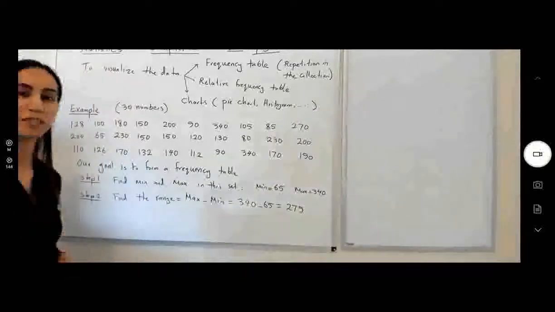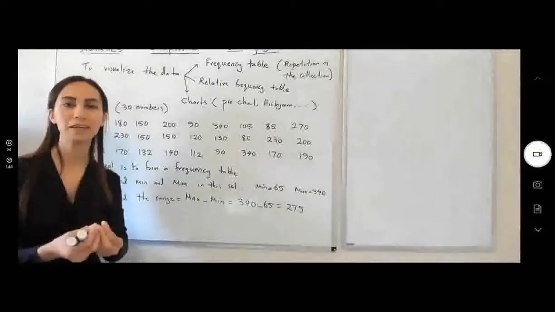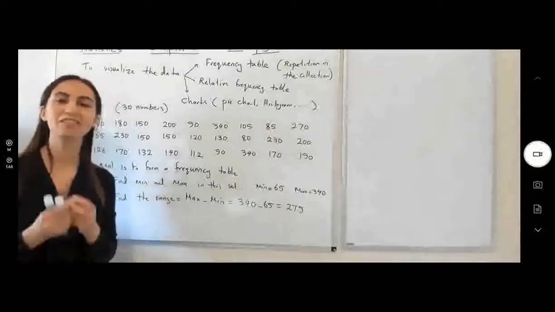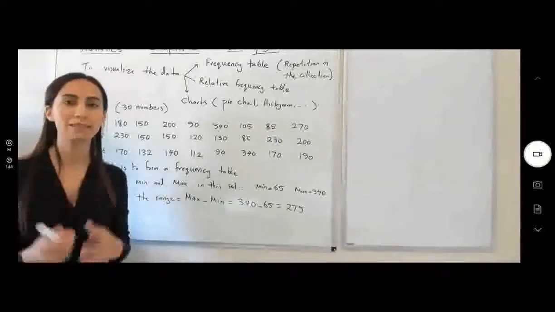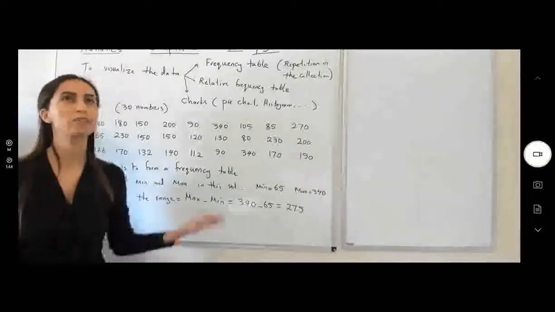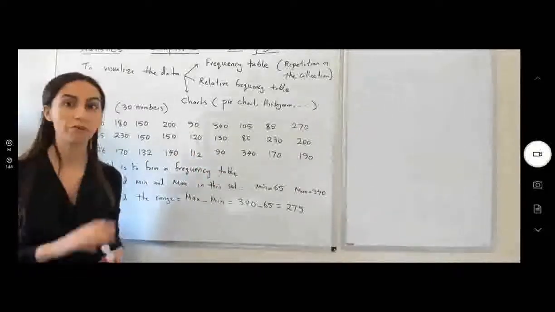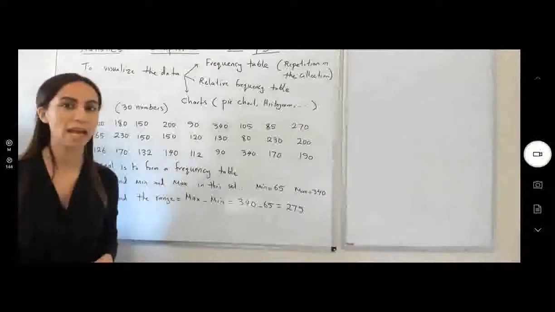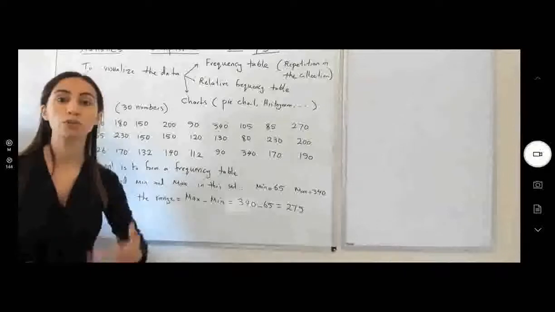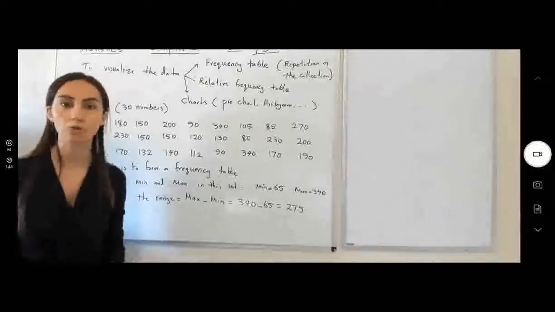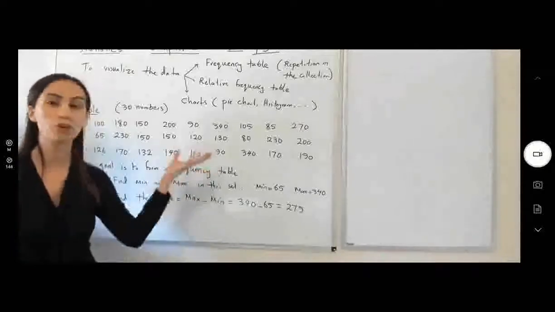In step 3, you need to select, you need to pick class numbers. How many classes, as a statistician, it's your job. How many classes do you want to have in your table? Do you want to have 5 classes? Do you want to have 6 classes? Do you want to have 7 classes? Do you want to have 10 classes? Do you want to have 20 classes? How many classes you want to have in your table?